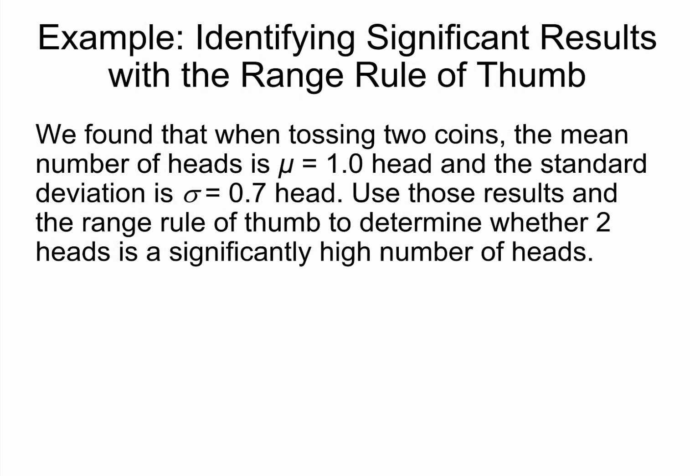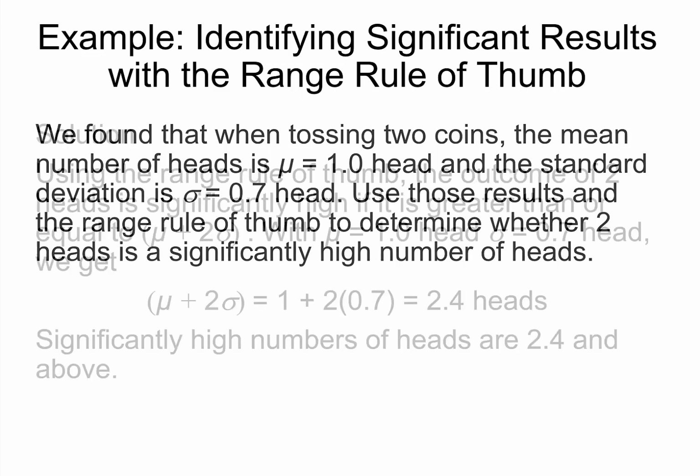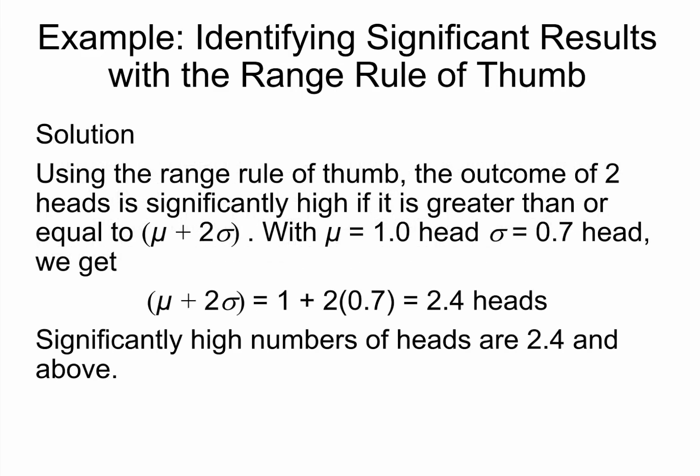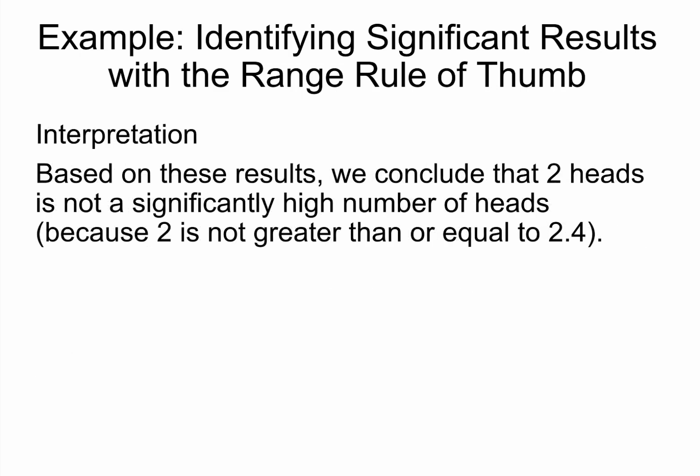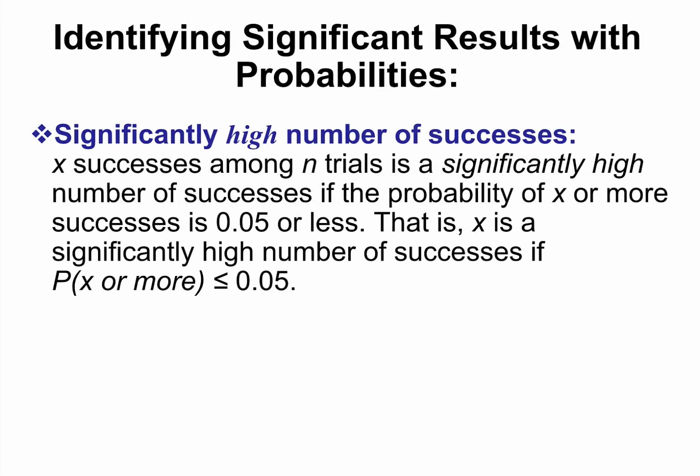We found when tossing 2 coins, the mean was 1 and the standard deviation was 0.7. Use those results in the range rule of thumb to determine whether 2 heads is a significantly high number of heads. So I'm going to go ahead and find on the high side, I'm going to take the mean of 1 and add 2 standard deviations, and I get 2.4. So statistically high numbers of heads would be 2.4 and above. Our observation of 2 heads would not be a significantly high number because it's not greater than 2.4.